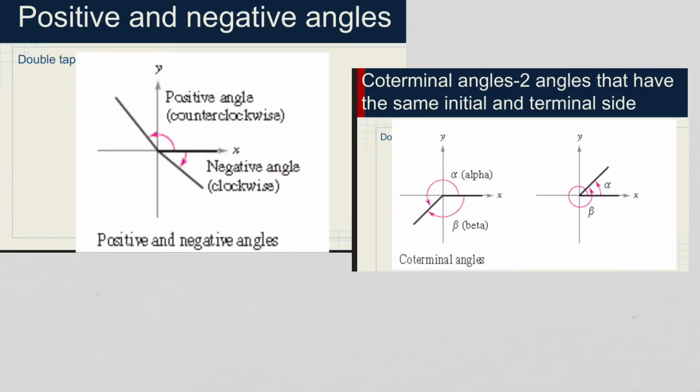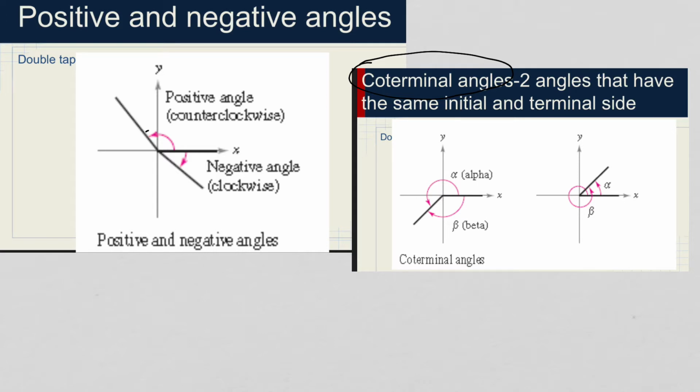We could have positive angles and we could have negative angles. So positive angles are going counterclockwise. Negative angles are going down in the clockwise direction. We're going to do a couple examples on that. But there's another definition that's important, something called coterminal angles.